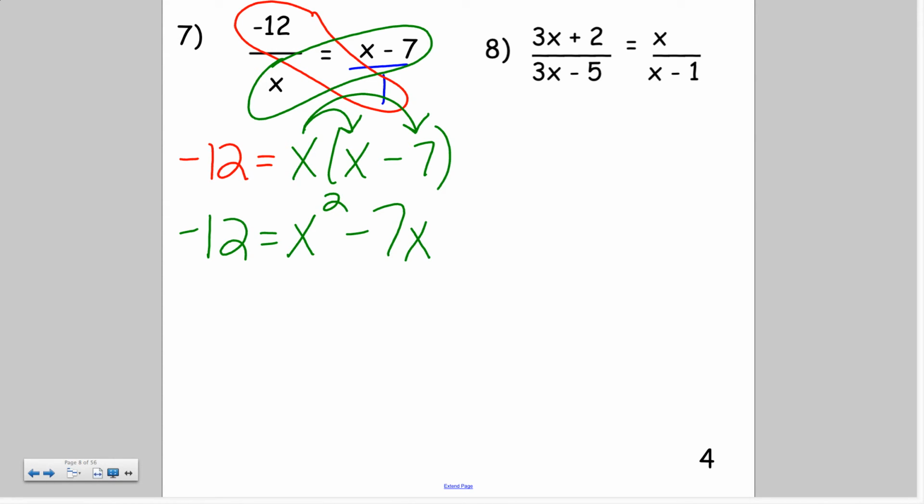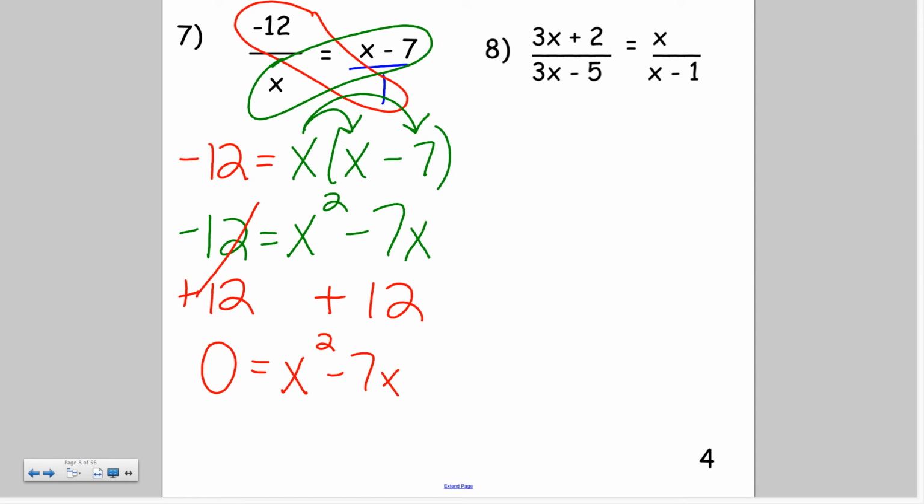Alright, this time that x squared's not going to cancel. I can move it around and it's still going to be there. So when your x squareds don't cancel, you want to get everything on the same side and set it equal to 0. So to set this one equal to 0, I would add 12 to both sides. That leaves me with nothing on that side. And I've got to solve a trinomial.